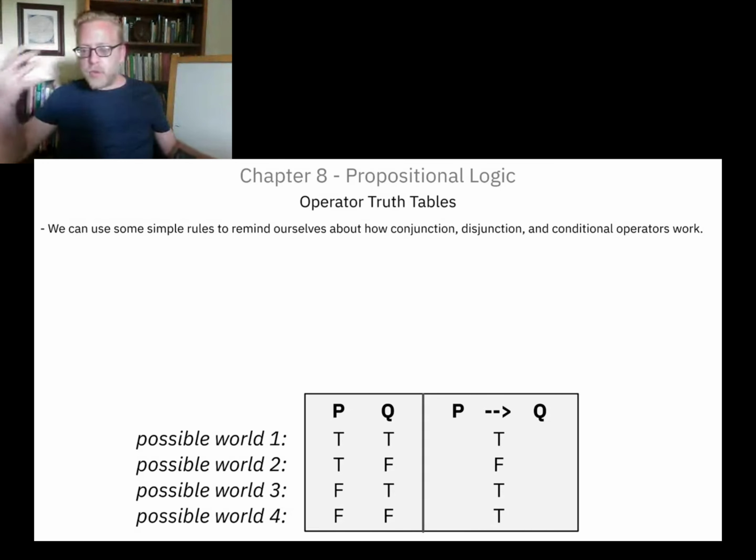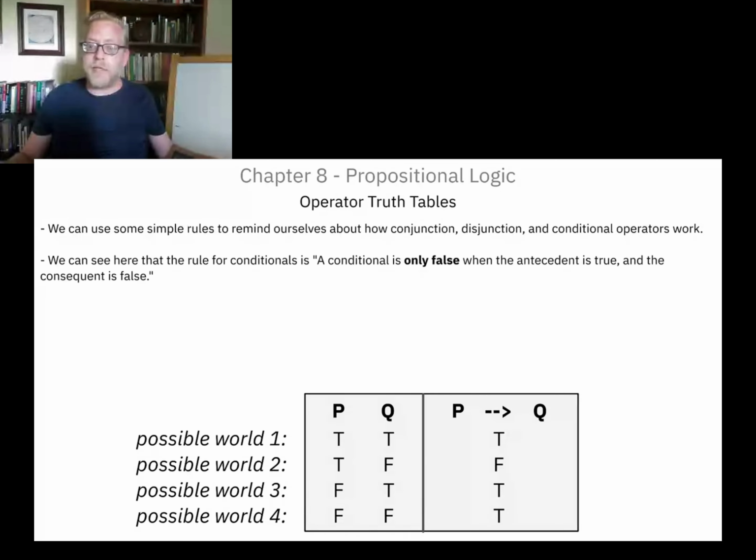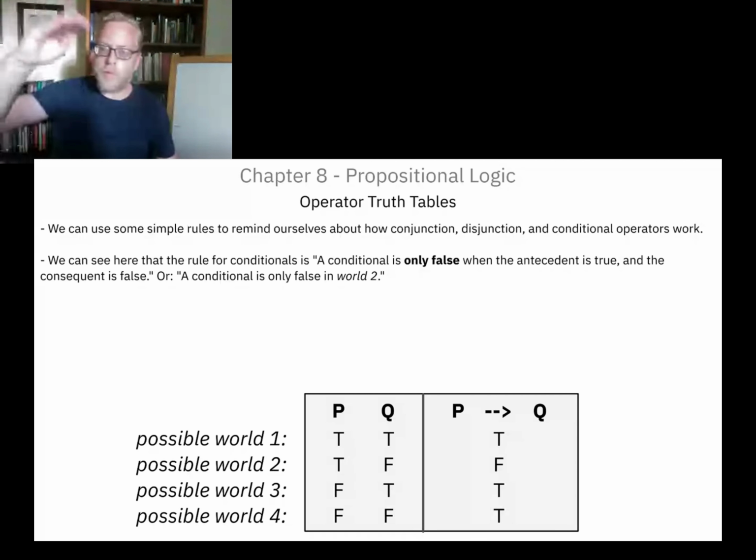Right, so we have the truth tables. You should know the truth tables, but to help you remember them, you can also just know the rules in English. The rule for conditionals is that a conditional is only false when the antecedent is true and the consequent is false. Try to remember that. Or if you can remember the worlds, a conditional is only false in world 2. And in all other cases, in any other situation, it's true.